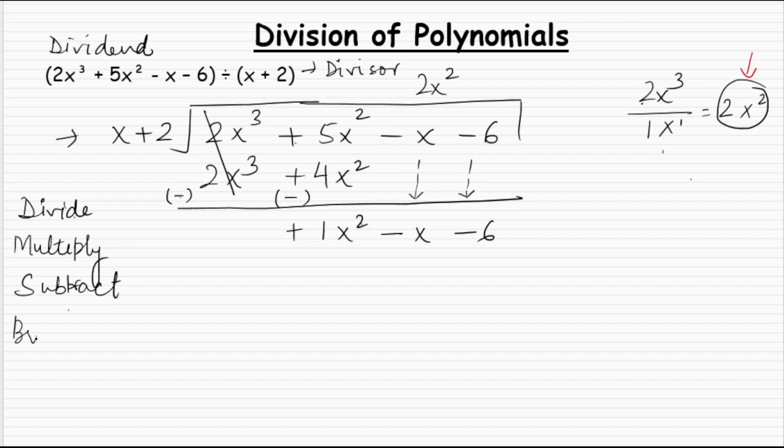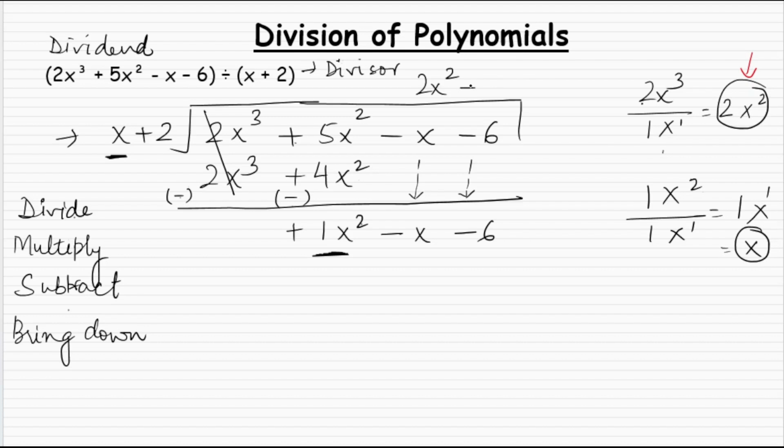So what is my next step? My next step is bring down. Now, again, repeat the process. Divide, multiply, subtract, bring down. So let's divide. What is to be divided? The first term of your expression, 1x square, by the first term of the divisor. What is that term? 1x. 1 divided by 1, 1. X square divided by x to the exponent 1 is just x. 2 minus 1, 1. So I can just write it as x. In algebra, we do not write 1. 1s are invisible. So this x would come here, plus x.